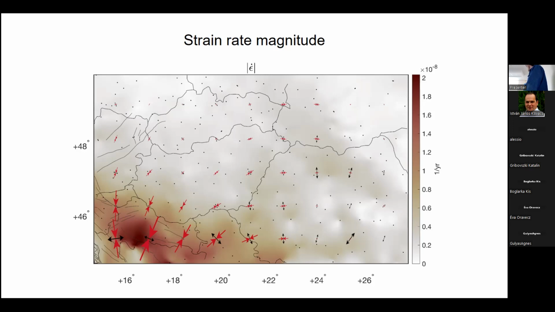Also, it's important to observe that at the region of the Trans-Danubian range, the North Hungarian range and the Western Carpathians, the strain rate magnitude is quite close to zero, actually quite close to negligible. Barely any deformation is happening there.